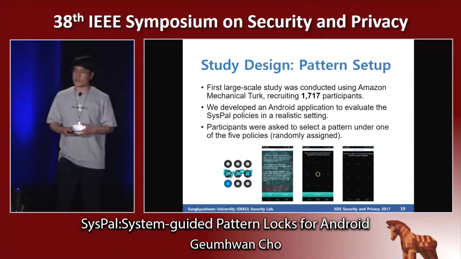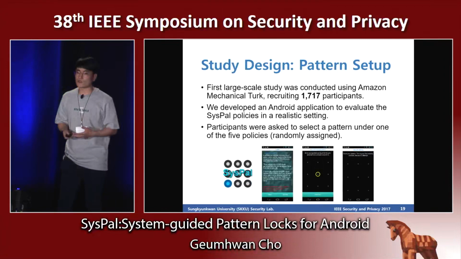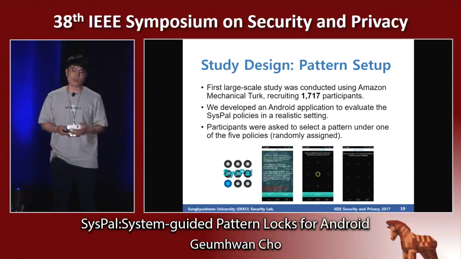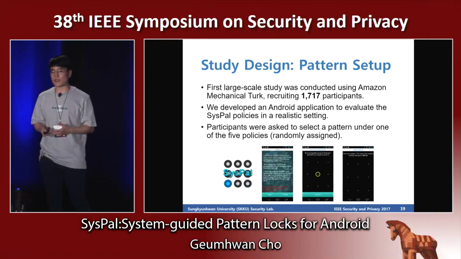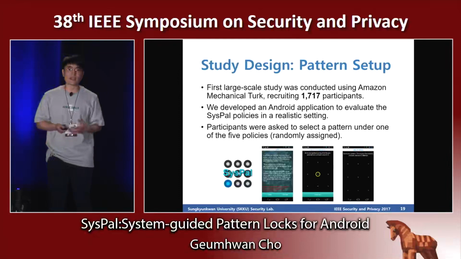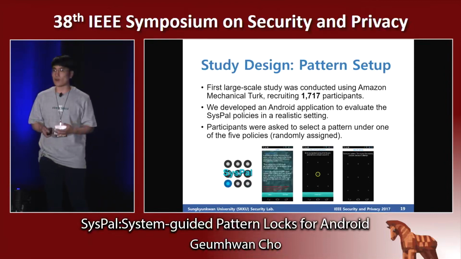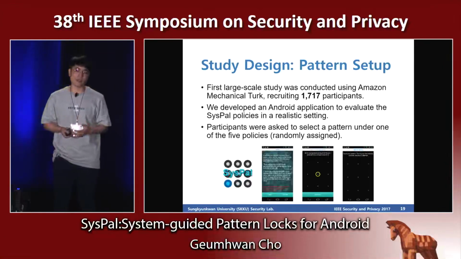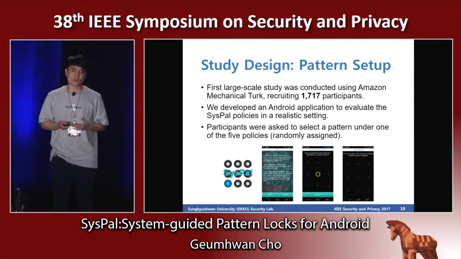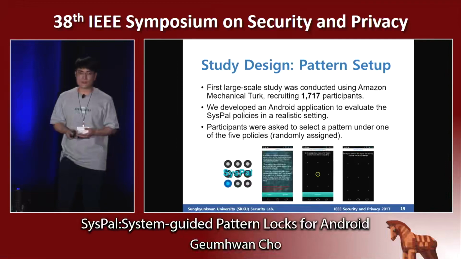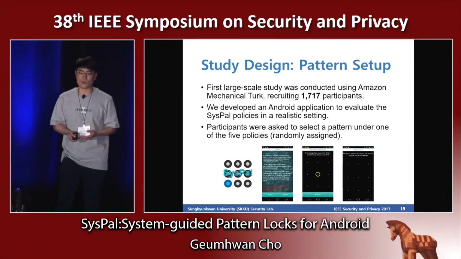So I will explain how we designed the user study. The first large-scale study was conducted using Amazon Mechanical Turk, recruiting 1,717 participants. We developed an Android application to evaluate the SysPal policies in a realistic setting, and participants were asked to select a pattern under one of the 5 policies, and the policy was randomly assigned. Using this application, we collected participants' data to examine how they choose a pattern and use it to unlock their phone.